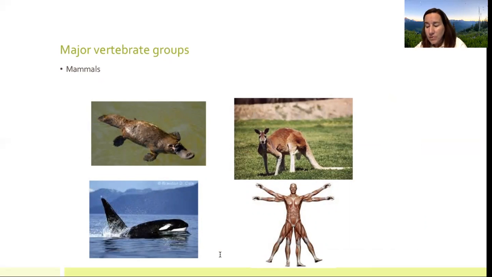And then, of course, last but not least, are mammals. We talk about the different types of mammals. We're going to have mammals that lay eggs. We're going to have mammals that are marsupials. And we're going to have placental mammals, like you and me. So those are our future groups, our future videos for the last part of this class.